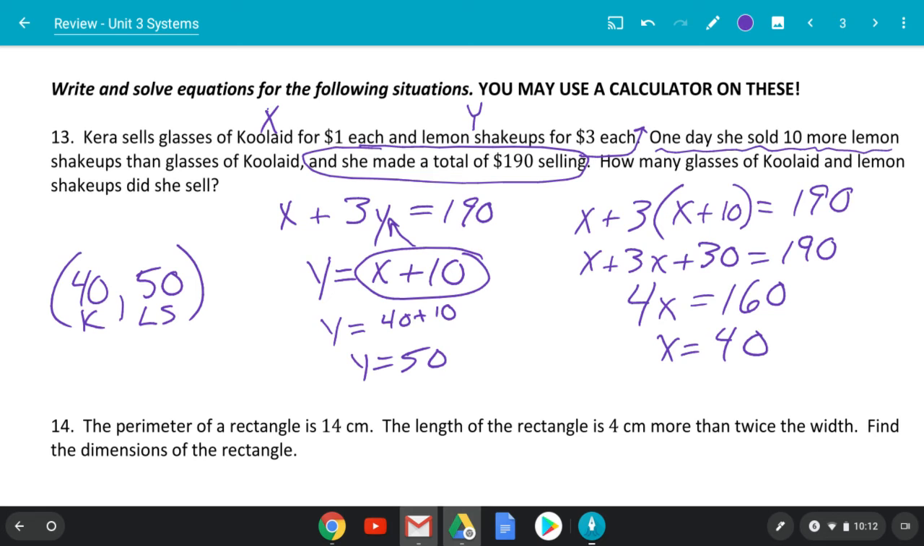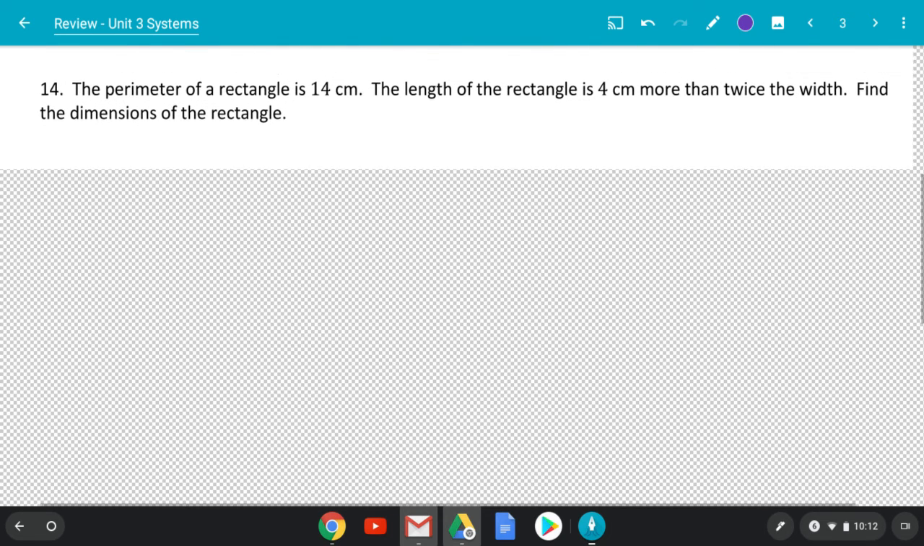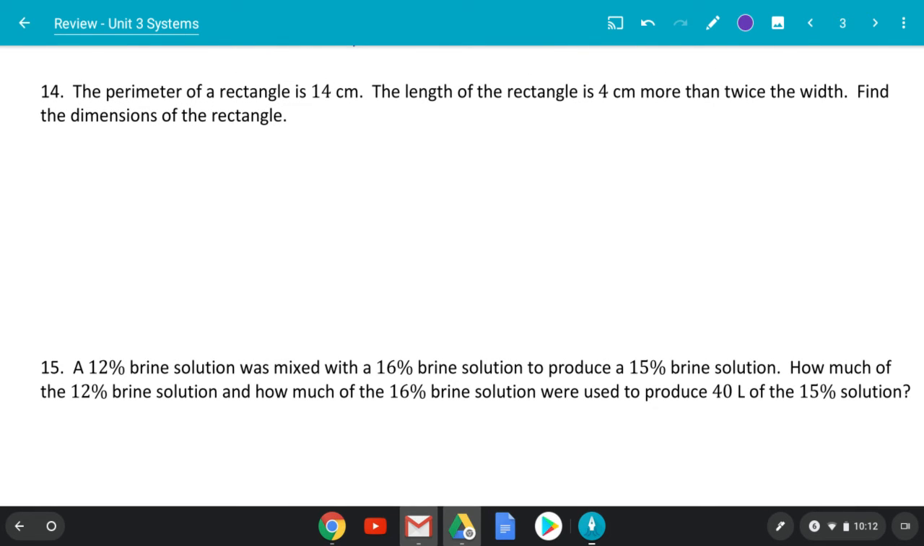I know sometimes I make that look easy, but I know it's not. Let's look at number 14. The perimeter of a rectangle is 14 centimeters. Well, how do I find the perimeter of a rectangle? I take my length, and my width, and my length, and my width, and I add them all together. So that ends up being 2L plus 2W equals 14.